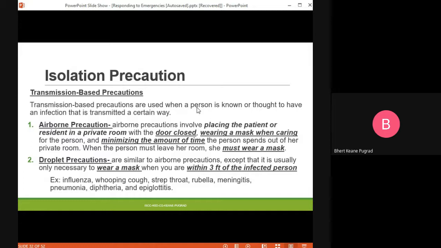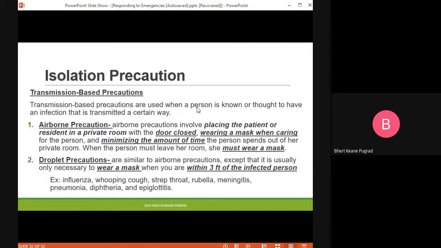Ano pa? Your TB or you forgot already. TB or your meningitis, no? Basic example, we have your TB. Those are your airborne. Okay? So actually, there's a difference. There is quite a similarity rather between your airborne and droplet.